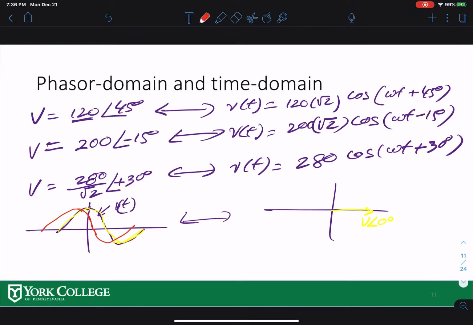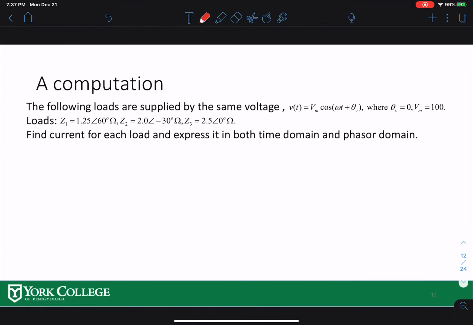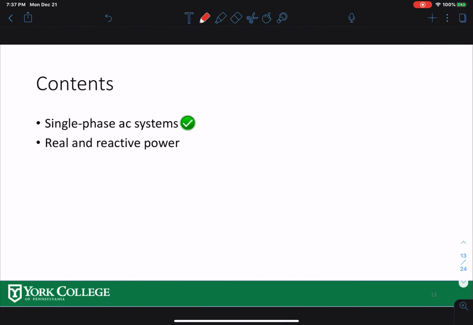So let's say that this angle over here is 45 degrees. That means this is 45 degrees ahead of this one, so that would be right here. V at 45 degrees. So this is your 45 degrees. That's how you go back and forth from time domain to phasor domain. Again, we're going to solve this problem in the class.